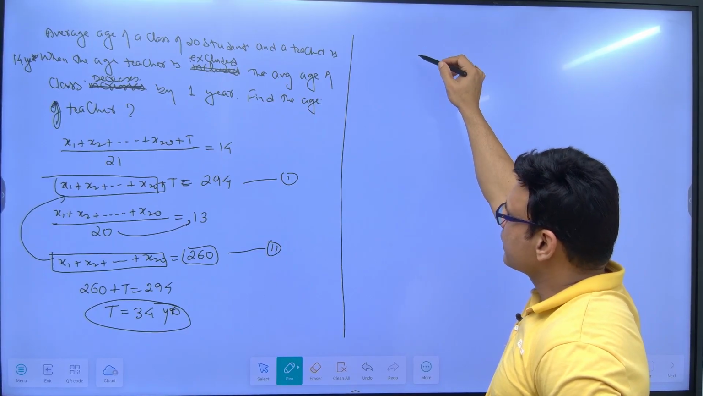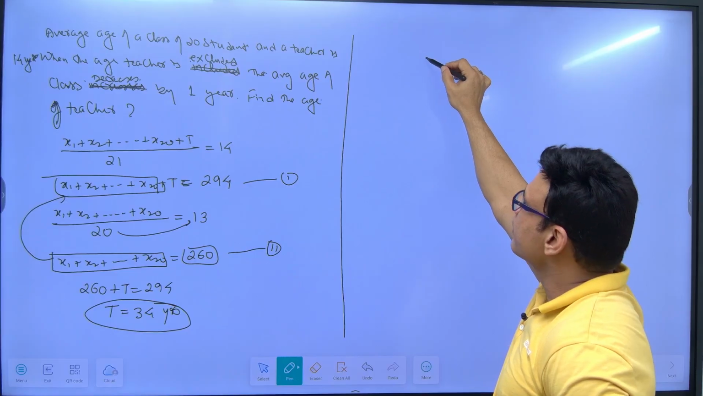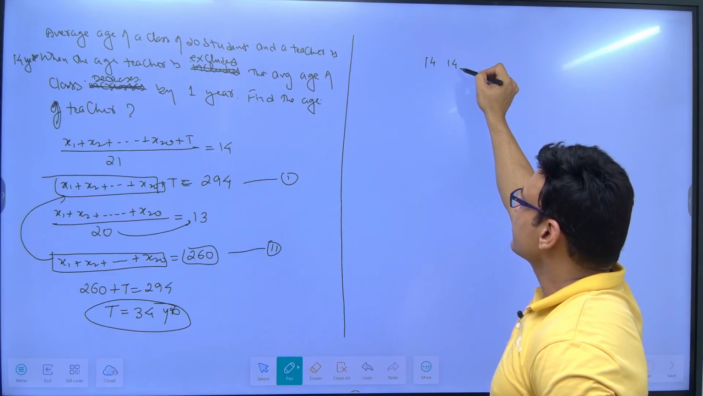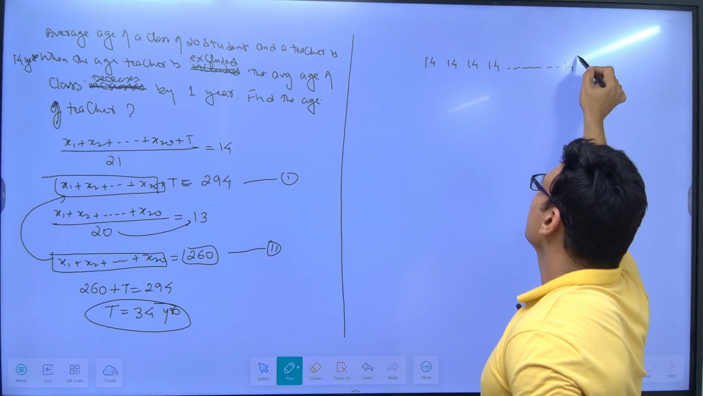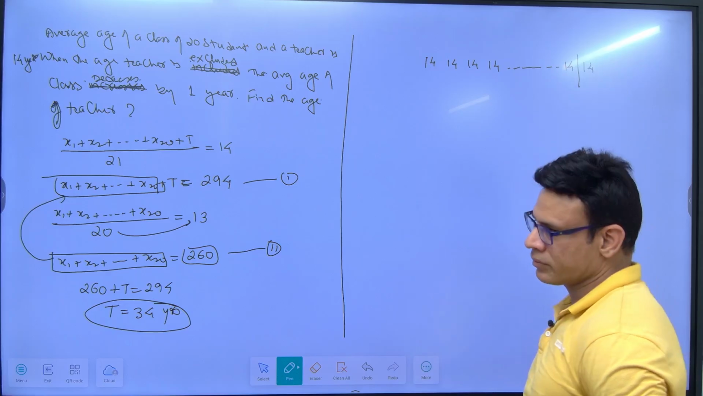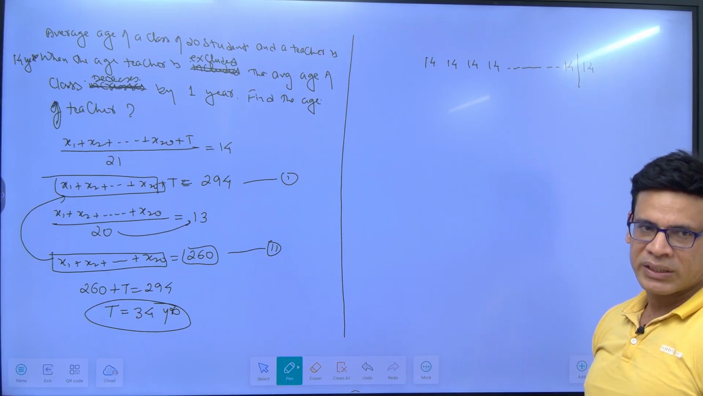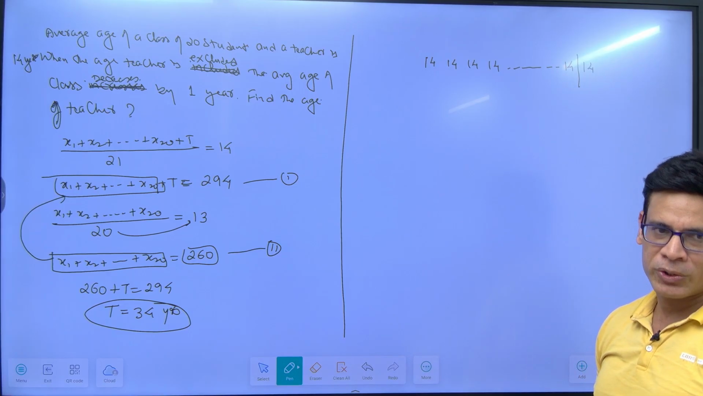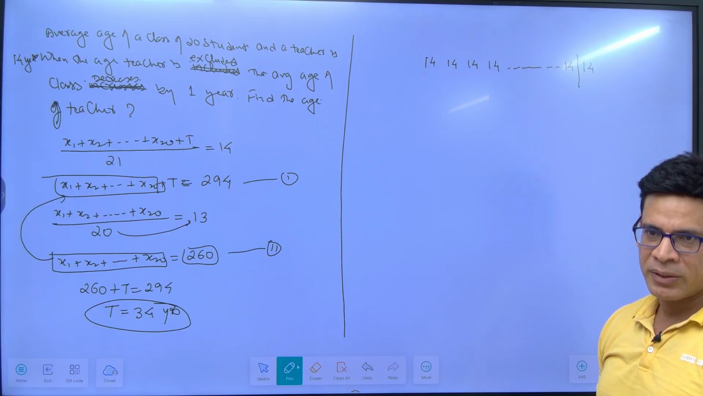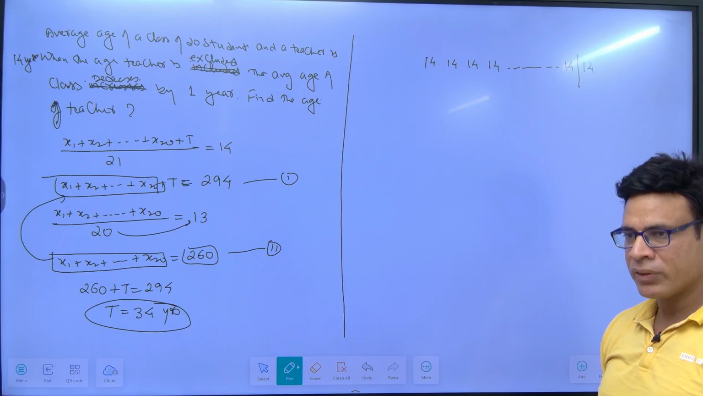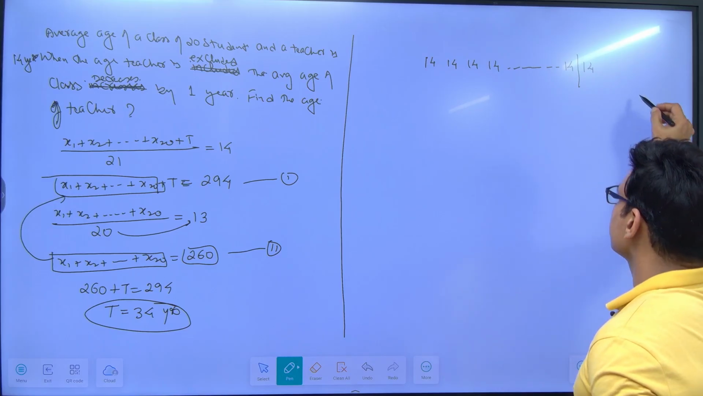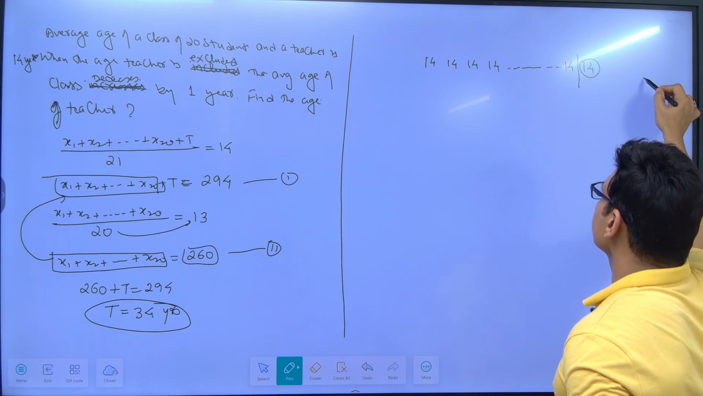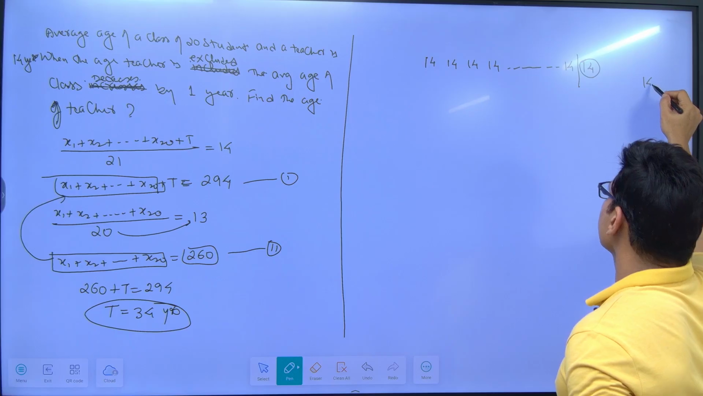Initially, what is the average? 14, right? 14 chocolates, including teacher also. Teacher gets angry. She wants to go out of the class, but she wants to take one chocolate from each student. So first, she will take whatever number of chocolate with her. It's 14, right?